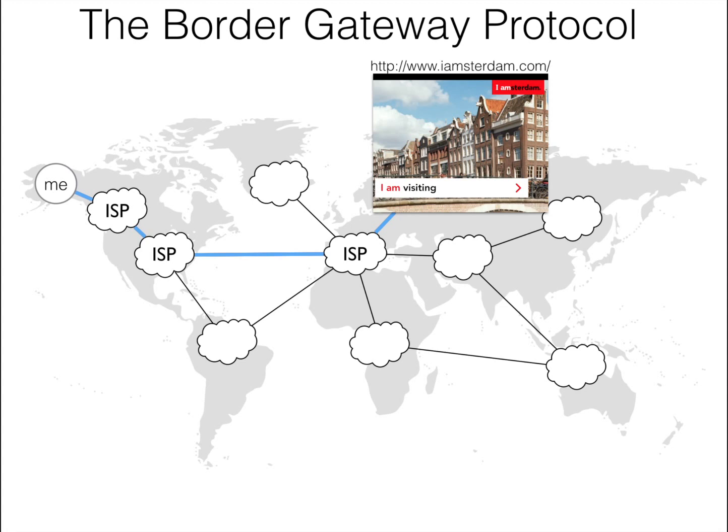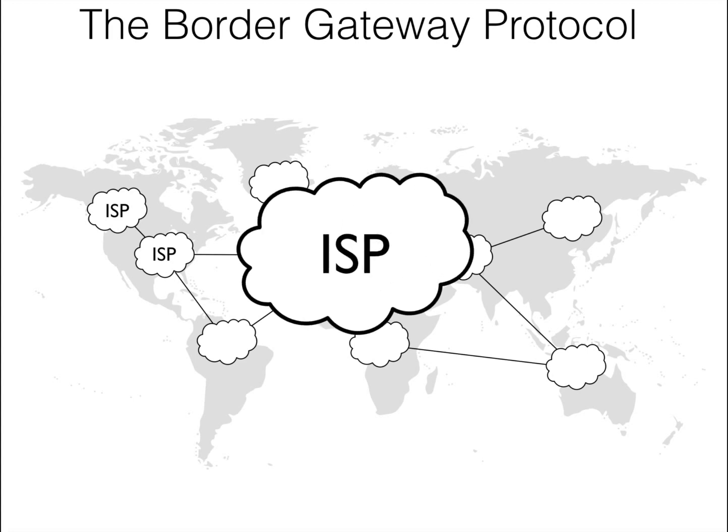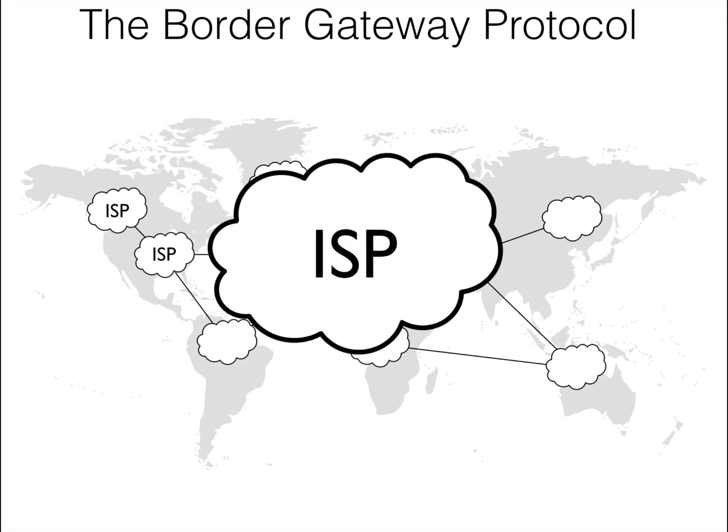So far, BGP seems like a pretty standard routing protocol. What makes BGP different, though, is that internet service providers have a lot of freedom in configuring their BGP routers. For example, the ISP here in the middle might decide to implement a policy to never forward announcements to one of its competitors.